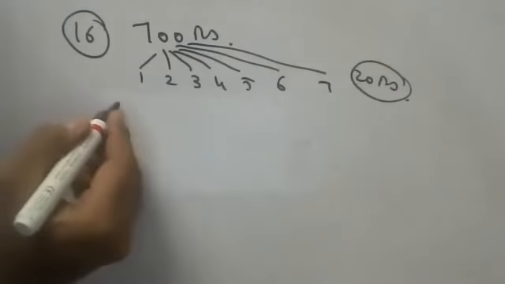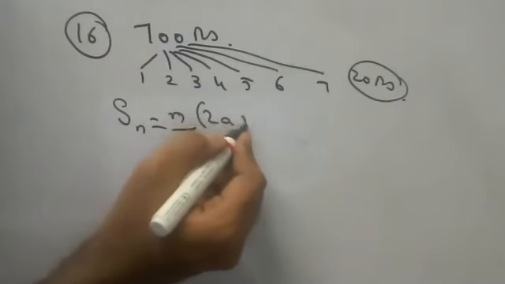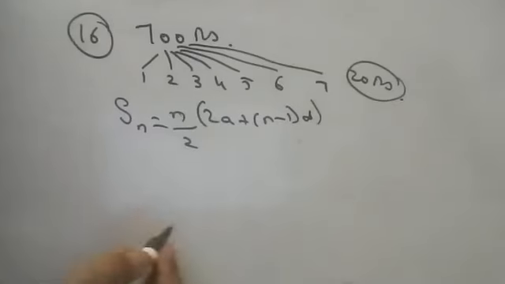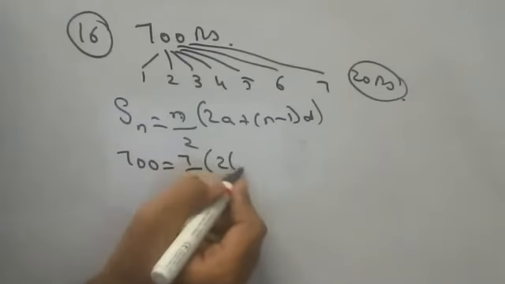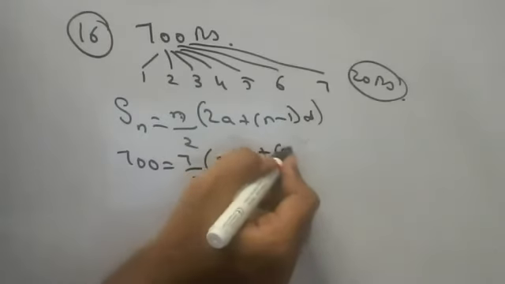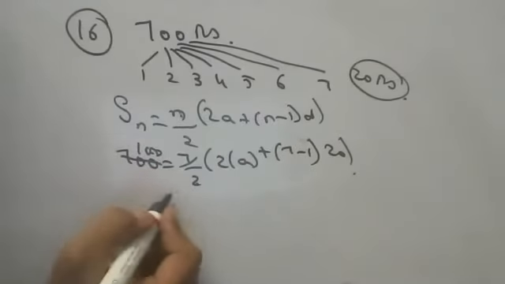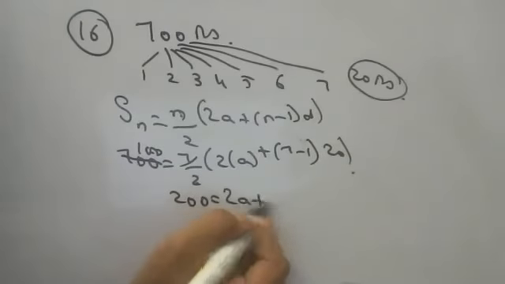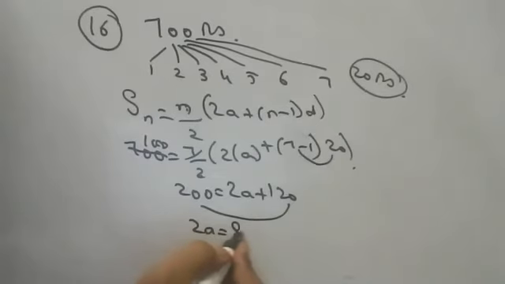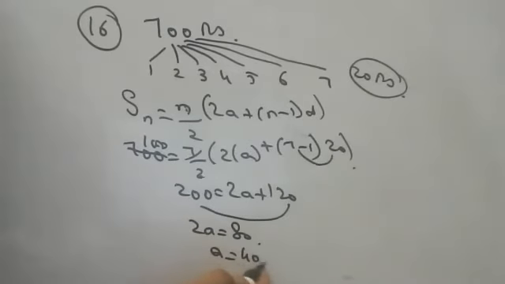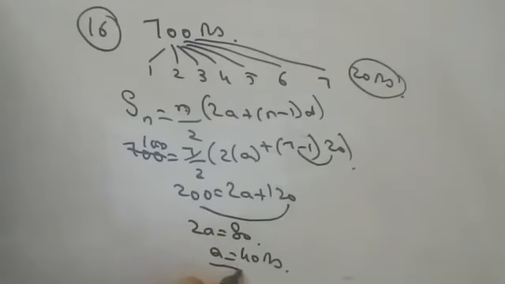How do we do it? Total is 700. It has to be shared among 7 students. Difference is 20. What is one prize value? 7 minus 1. Common difference is 20, he said. 7 by 2 into 2a plus 6 into 20, and 700 is 7 by 2 into it. So 200 is equal to 2a plus 120. This comes here. 2a is equal to 80. So a is equal to 40 rupees, which is the last prize. 40 rupees is the last prize, children.